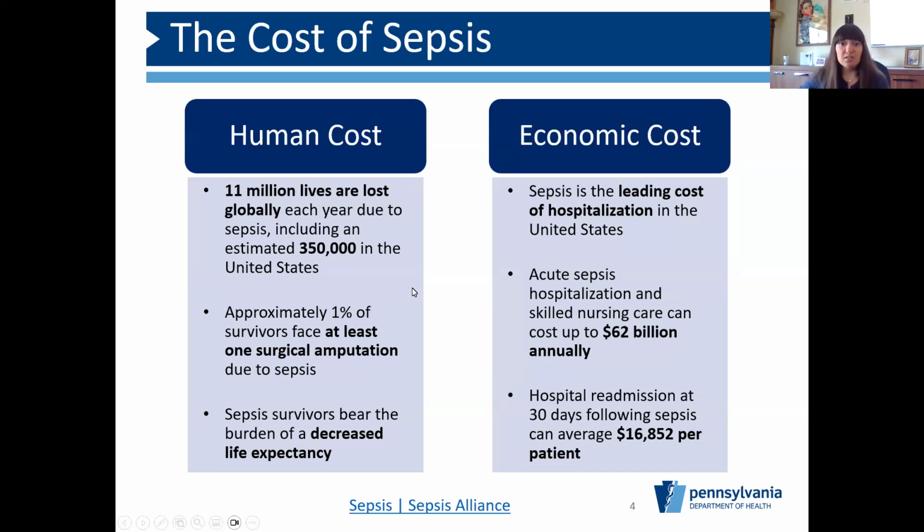So these costs really represent some of the impacts that we don't always think about right away when it comes to sepsis, but they are important to remember, so we want to highlight those.